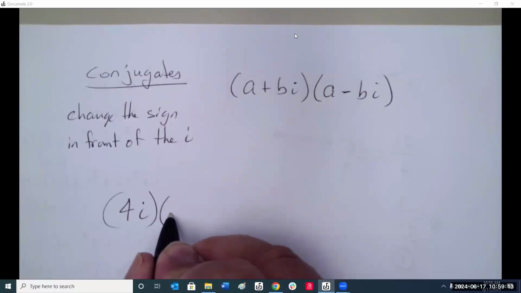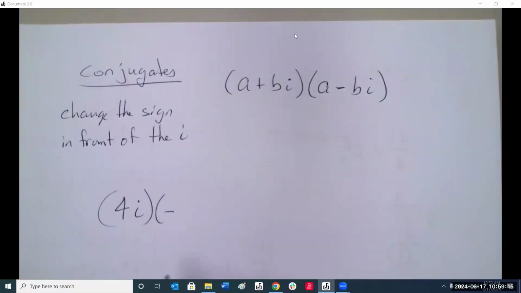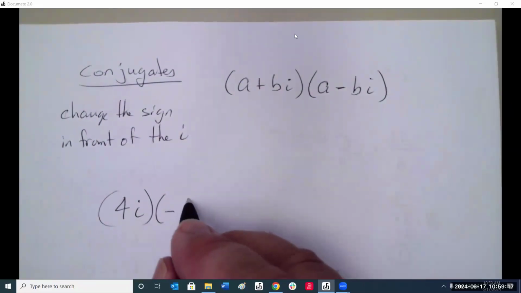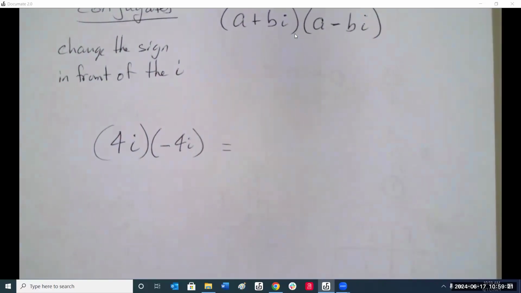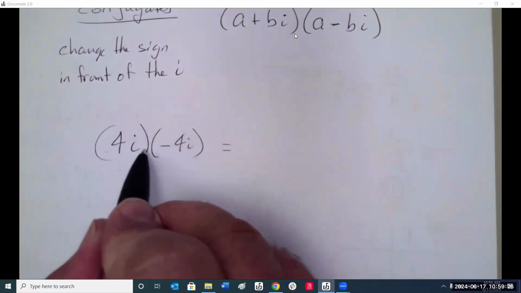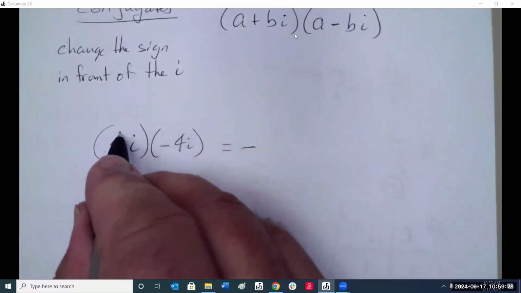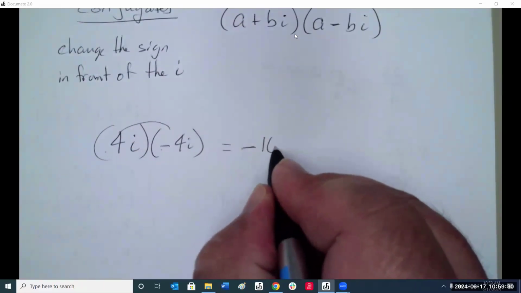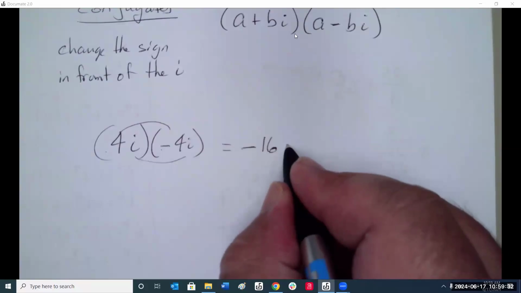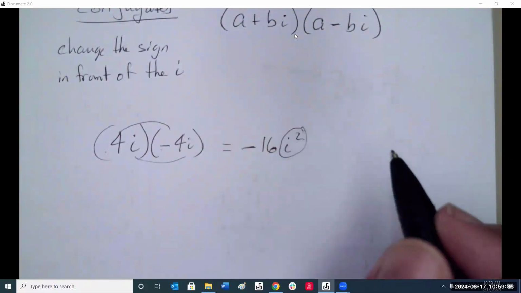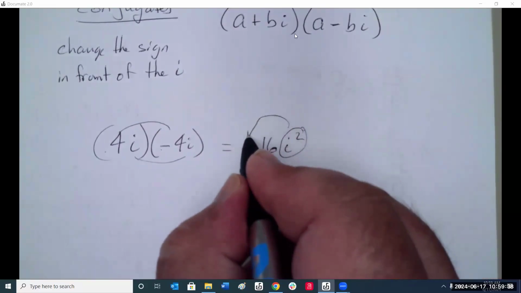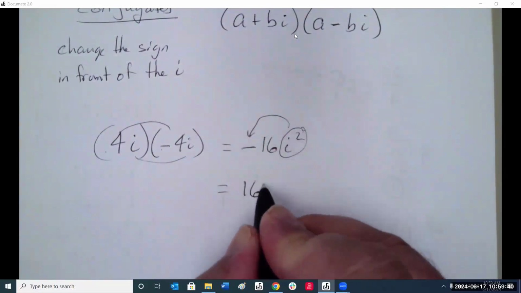4i, what's its conjugate? Negative 4i, very good. If I multiply these two together, what do I get? Positive times negative is negative. 4 times 4 is 16. I times I is I squared. What does I squared do? Just change the sign in front of it. So it becomes positive 16.